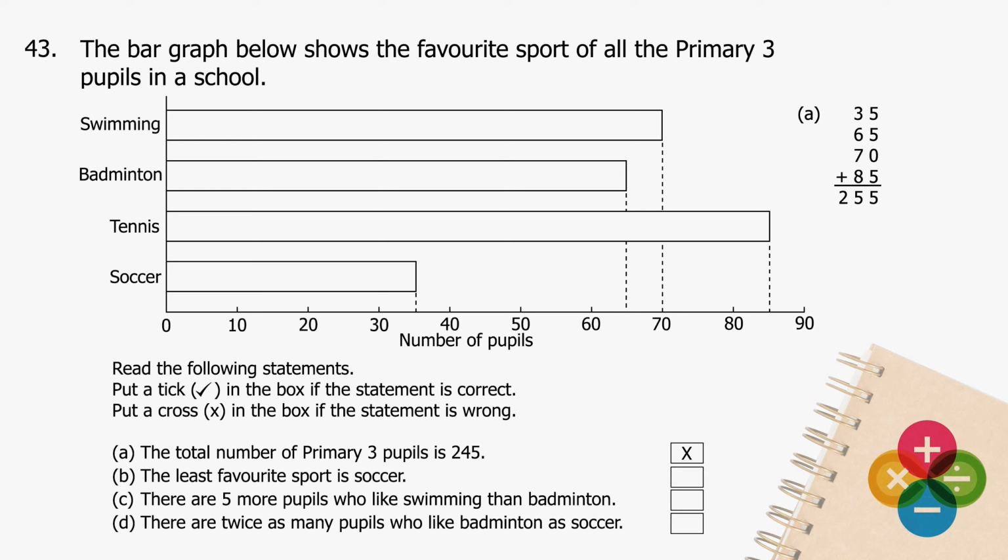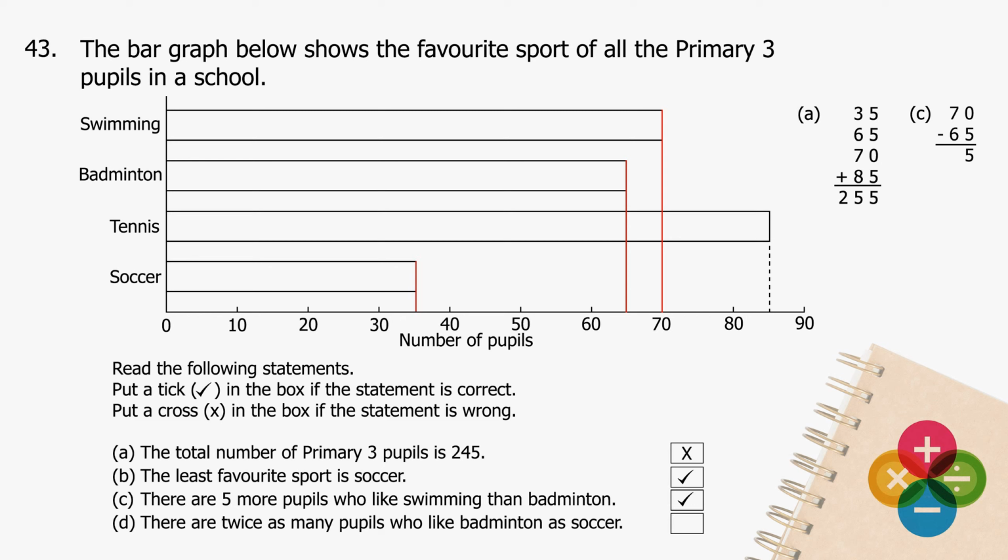The total number of primary 3 pupils is 35 plus 65 plus 70 plus 85, and the sum is 255. Statement A is wrong. The total number of pupils who like soccer is 35, which is the least favorite. Statement B is correct. The number of pupils who like swimming is 70. The number of pupils who like badminton is 65. There are 5 more pupils who like swimming than badminton.